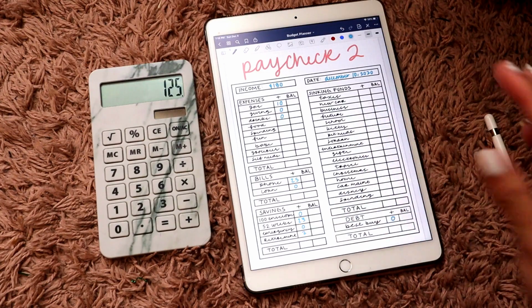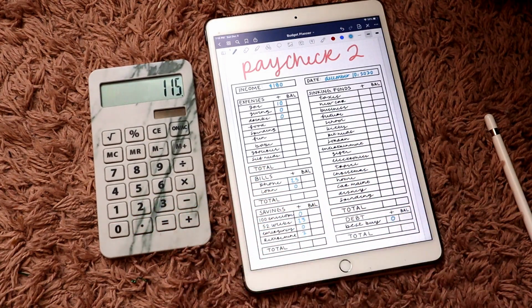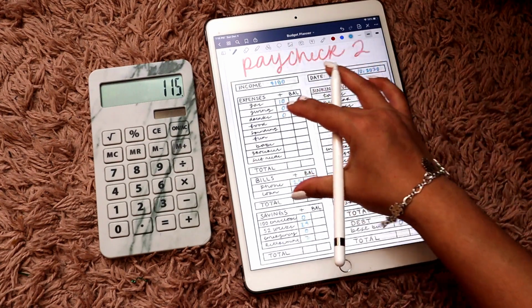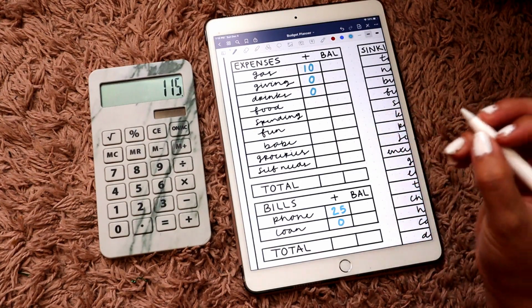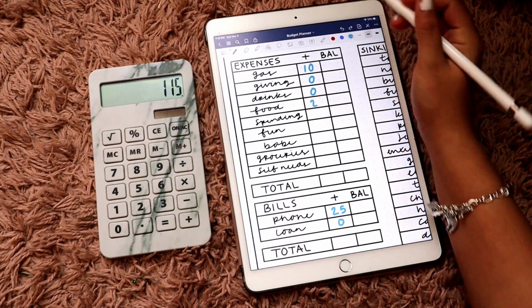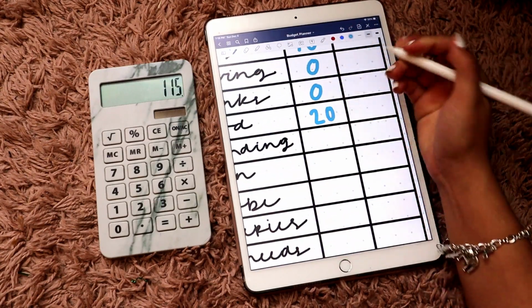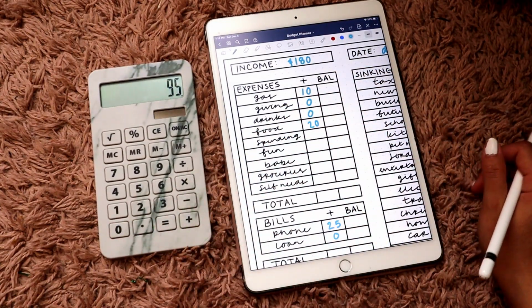Okay, so I have not subtracted the $10 for gas yet, so we're going to go ahead and subtract that really quickly, which means I have $115 left. So next is going to be food. So food is still going to be getting its $20 just because that is an important category for me because we do eat out kind of frequently. So minus 20, which leaves me with 95.